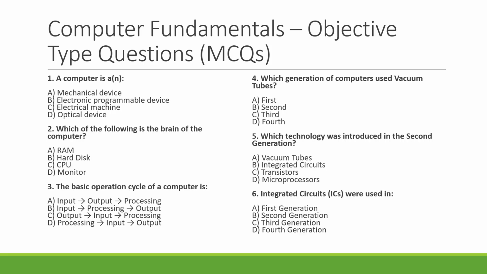Which technology was introduced in the second generation? Here, in the second generation, they used transistors to build those machines. That technology is option C, transistors. Next one is integrated circuits. ICs were used in the third generation of computers. IC chips were introduced in the third generation. Then the answer is C.